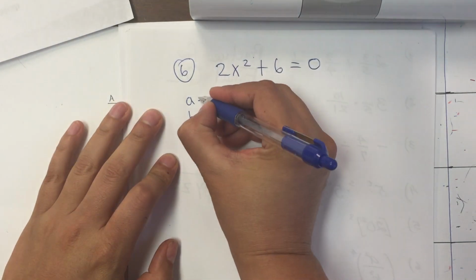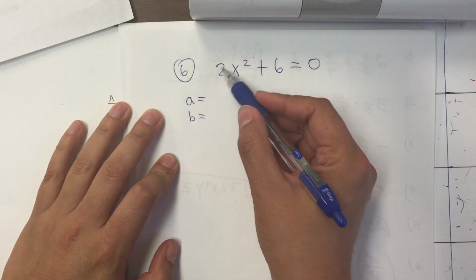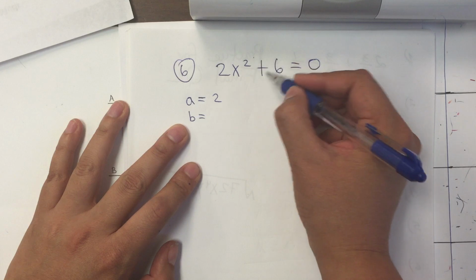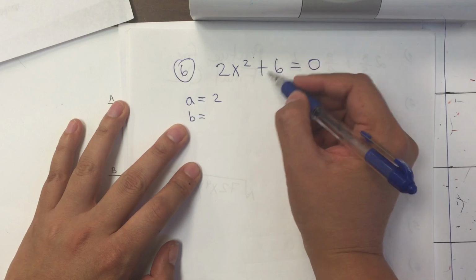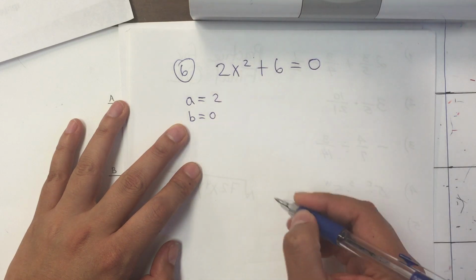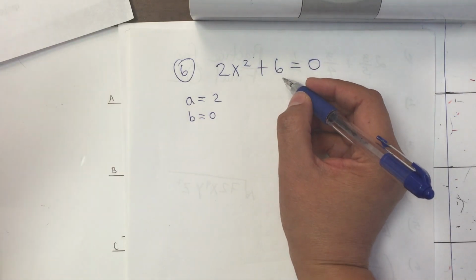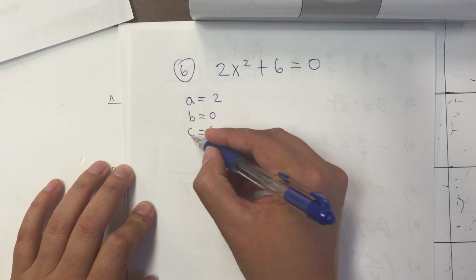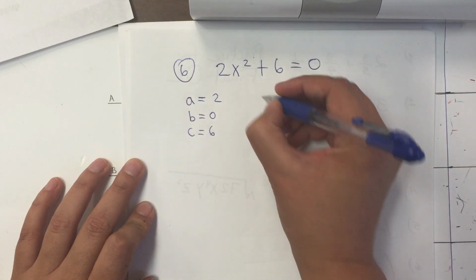Okay, sorry about that. So a is going to be 2. B is always with x. And so this is where you want to be careful because we don't have x in here. So that means that my b is 0. And so my c is going to be 6 because c is always the constant number.